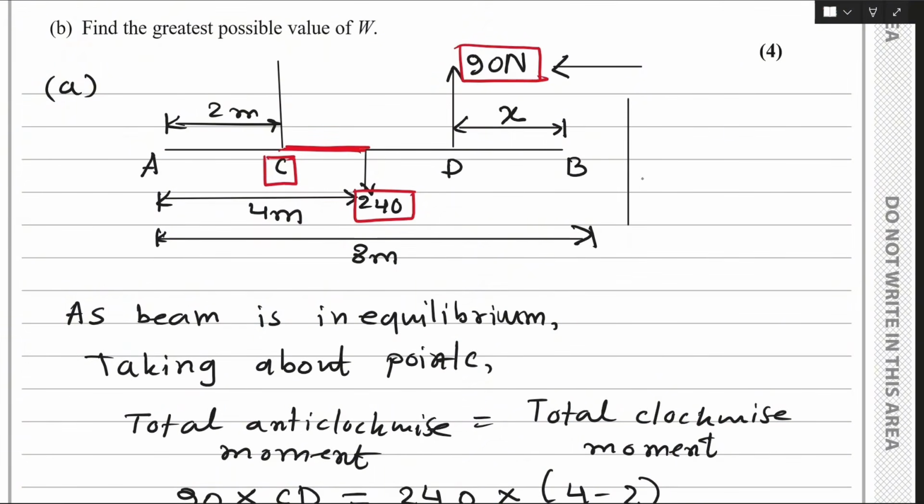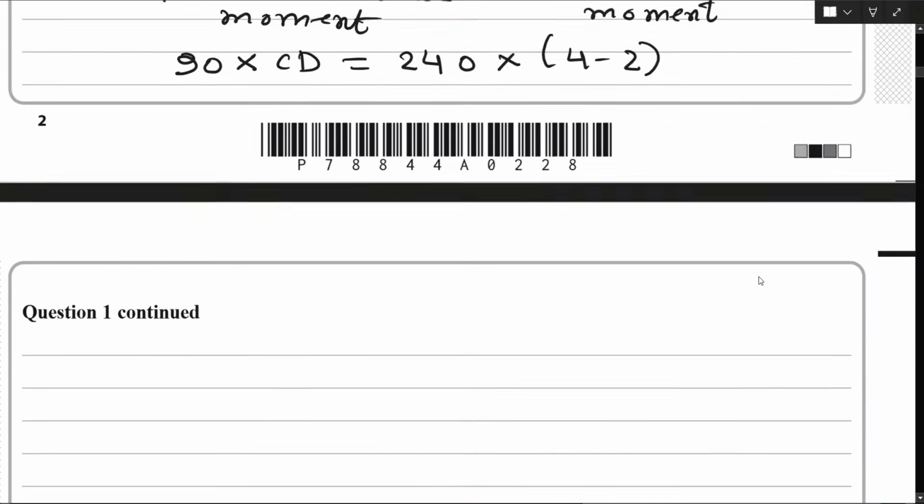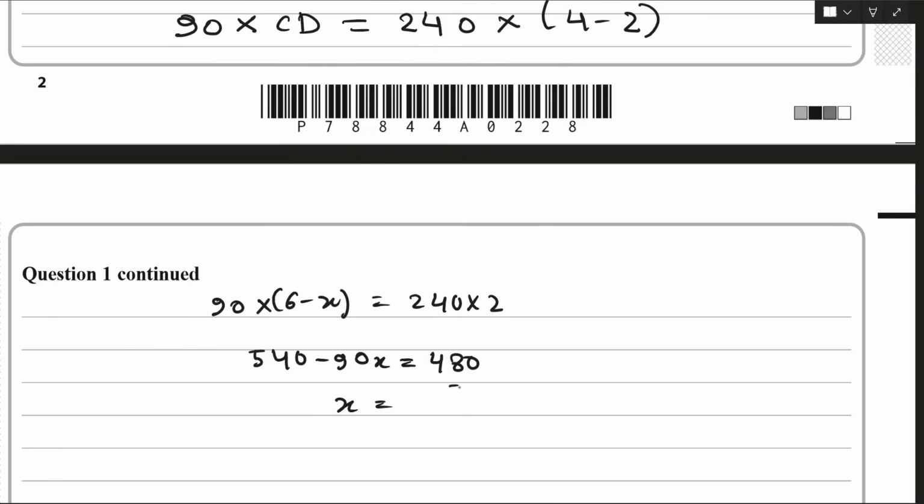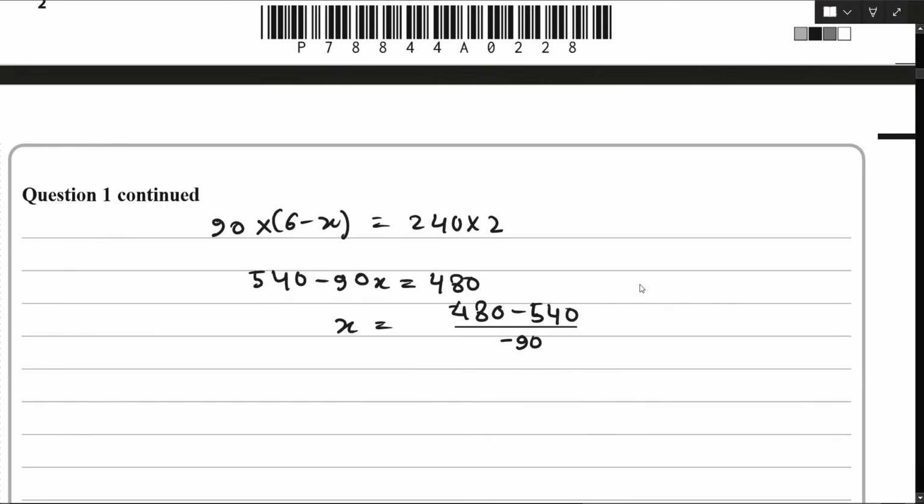So we see that CD is actually equal to 8 minus 2 minus x, which is 6 minus x. So now, if I rewrite this equation, we have 90 into 6 minus x, and we have 240 into 2. Simplifying this gives us 540 minus 90x is equal to 480. And from this, we get x is equal to 540 divided by minus 90, and this simplifies to x equals 2 by 3.